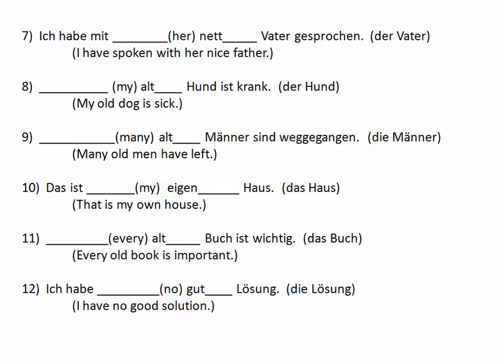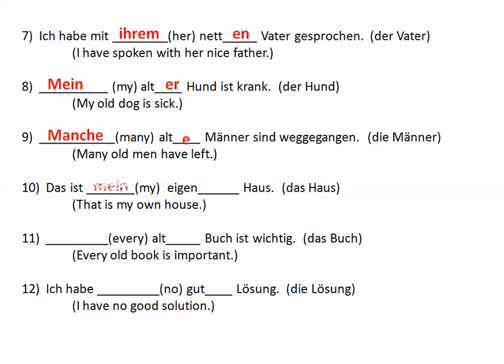Okay, seven to twelve. Ich habe mit, mit is dative, so ihrem, because der Vater changes to dem, the -em on that goes on ihr, so ihrem netten Vater gesprochen. Ich habe mit ihrem netten Vater gesprochen. Mein, nominative here, alter Hund ist krank. Manche alte Männer sind weggegangen.